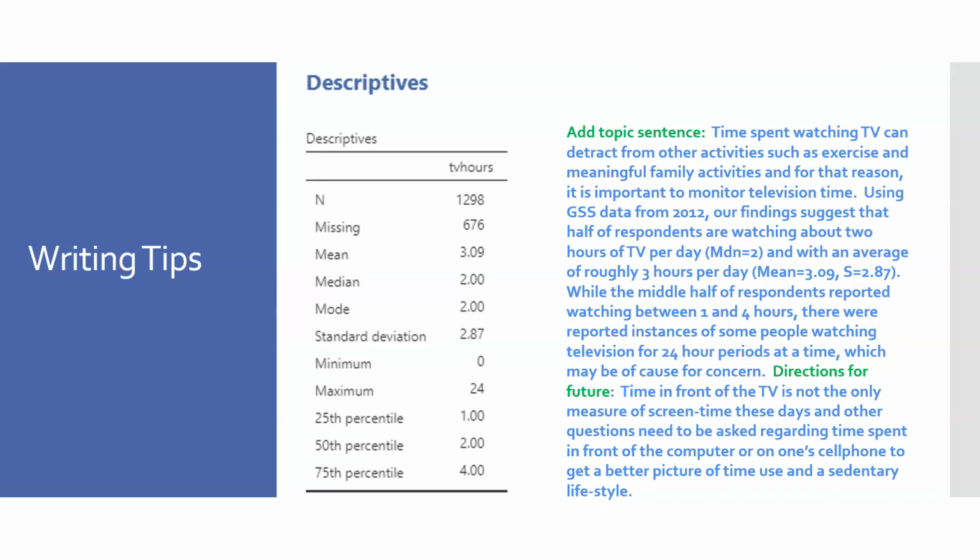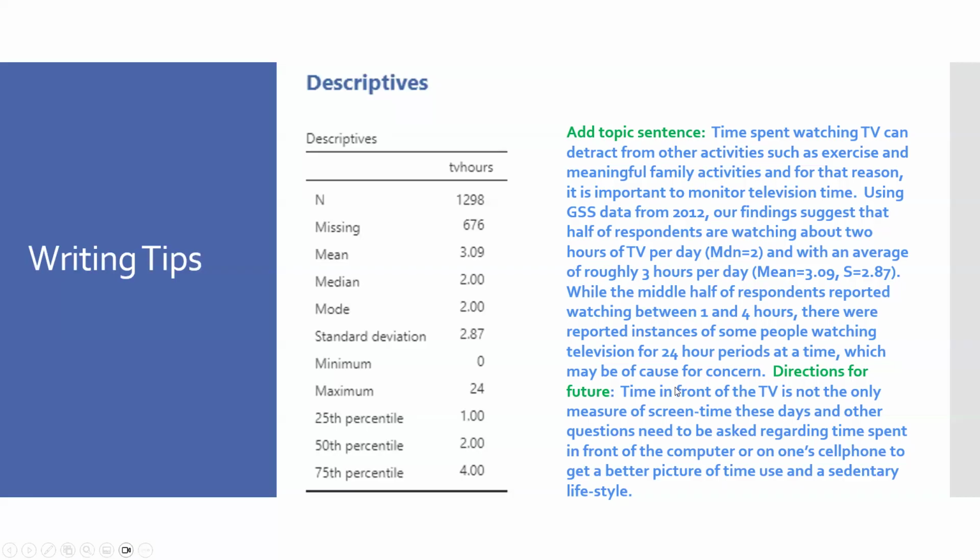Using GSS data from 2012, our findings suggest that half the respondents are watching about 2 hours of TV per day. And in parentheses, I use median equals 2, so it gives me a formal way to describe it, with an average of roughly 3 hours per day. So I have the mean, and I'll provide the standard deviation as well. While the middle half of respondents reported watching between 1 to 4 hours, so there's your Q1, Q3, there were reported instances of some people watching television for 24-hour periods at a time, which may be cause for concern.